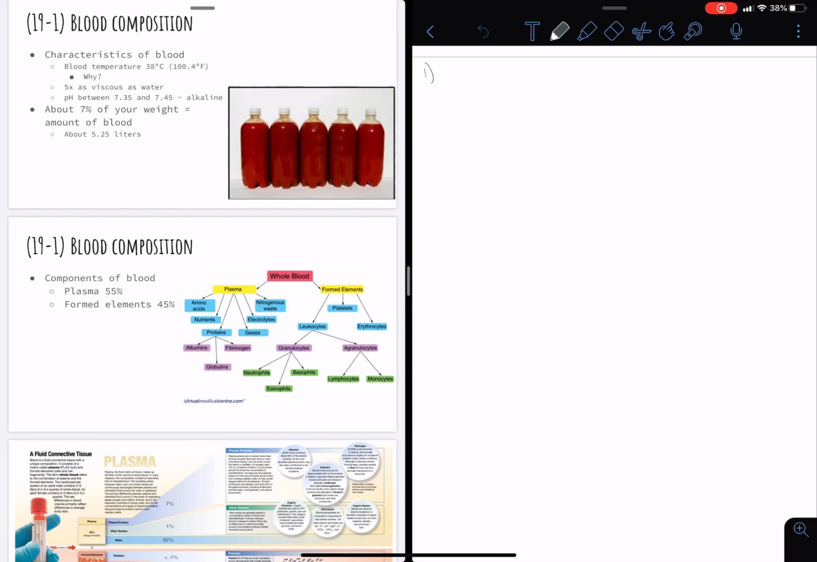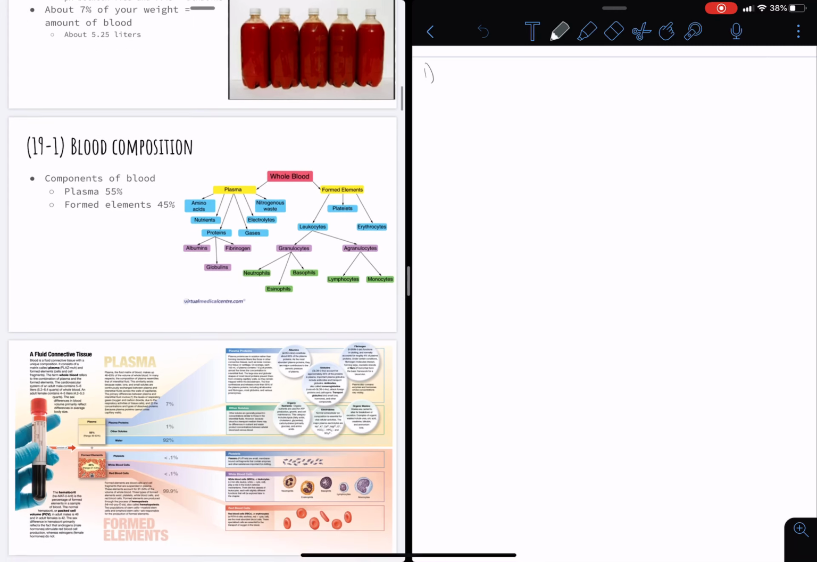The pH, like I mentioned, is going to be between 7.35 and 7.45, which makes it a little bit more alkaline, or a little bit more basic than what true neutral would be, which would be 7. About 7% of your body weight is actually the amount of your blood. So on average between men and women, it's about 5.25 liters, which is what this picture is depicting: 5-liter bottles full of red food colored water, just to depict all of the blood that's circulating in your entire body at once, which I think is kind of cool, kind of creepy, but also kind of cool.